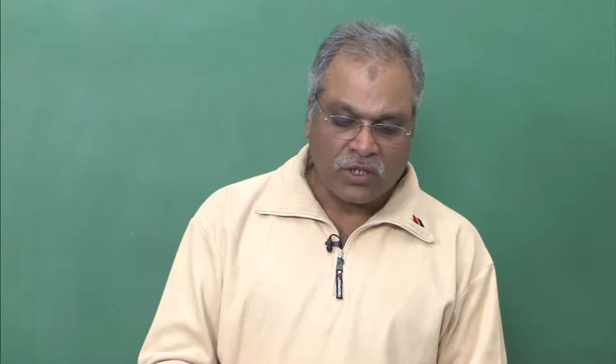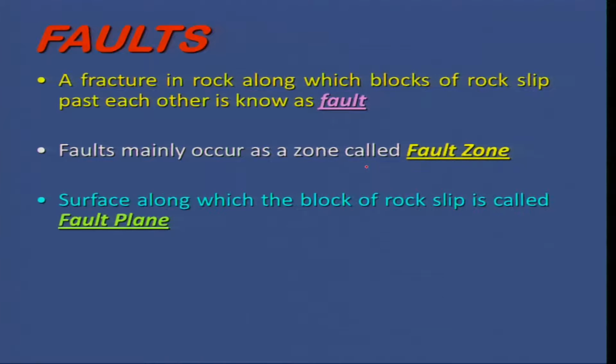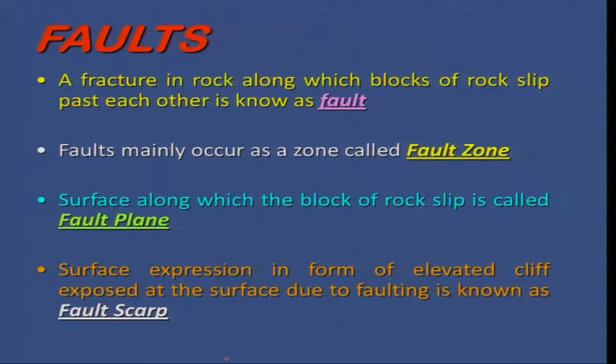Faults mainly occur within a zone or along a zone, which we call a fault zone. Then the surface along which the blocks of rock slip is called the fault plane. We will see what the fault plane is and all that. And the surface manifestation of such displacements is termed a fault scarp.